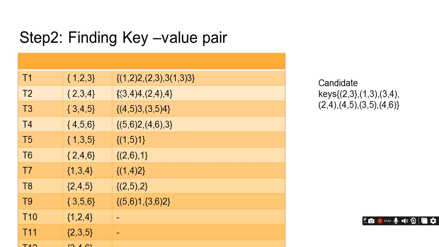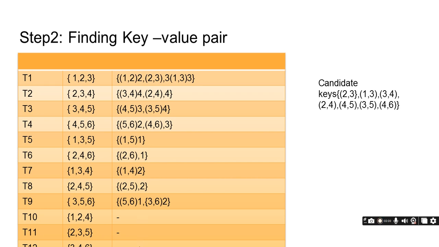Like T2, it will be 2 3, 3 4 and 2 4. Then why have I not added 2 3? Because it has already been taken care of in T1. As it has already been taken care of in T1, we don't add it in T2 again, and we just find the unique pairs which are present. Like that, if you see, transactions T10, T11 and T12 do not have any unique pair, and that is why dashes have been put over here.